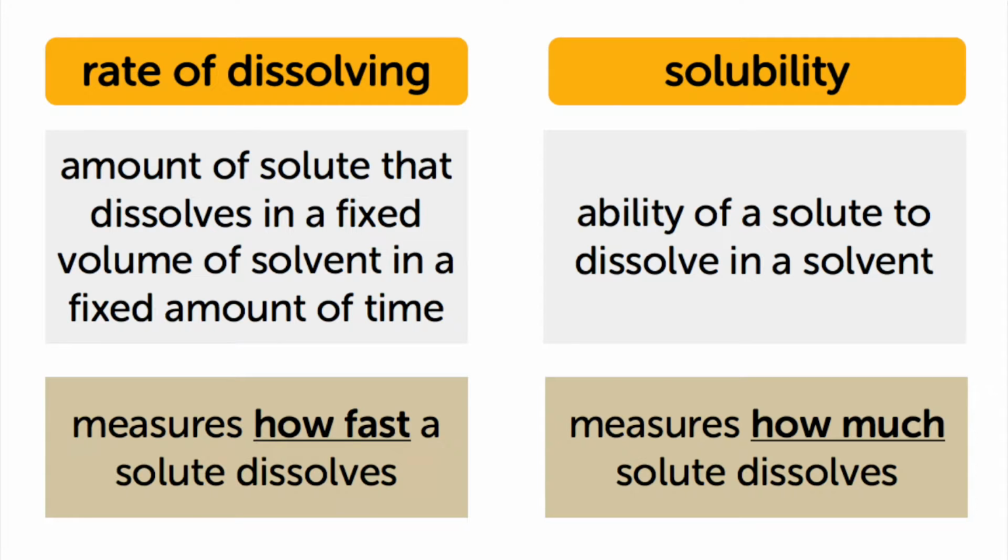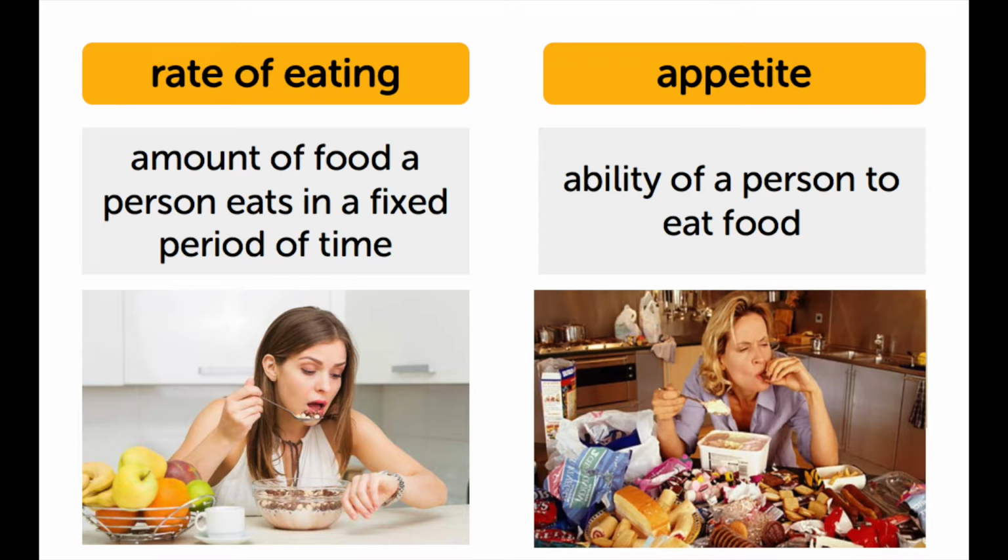I'm sure many of you out there love to eat, so these two concepts are actually very closely related to the idea of how fast someone eats and a person's appetite. How fast someone eats is like the rate of eating, and the appetite is similar to the concept of solubility, meaning the ability of someone to eat, which means how much you eat. We know that a person who eats very fast may not eat very much, and a person who eats very slow may eat a lot. So the two concepts are actually very different. One talks about how fast and the other talks about how much.